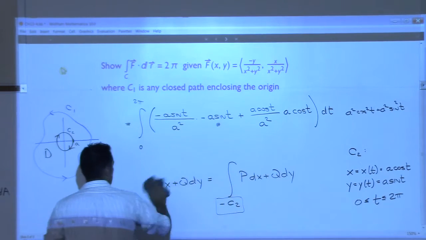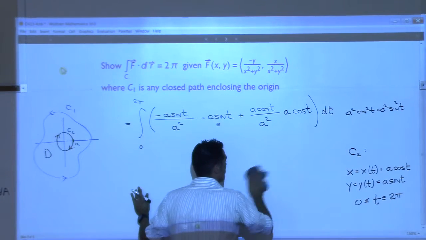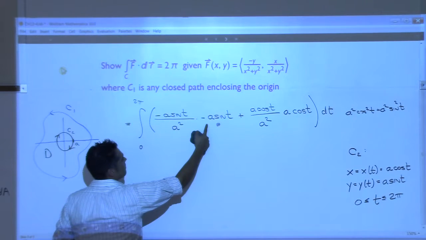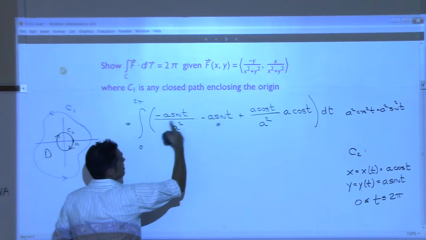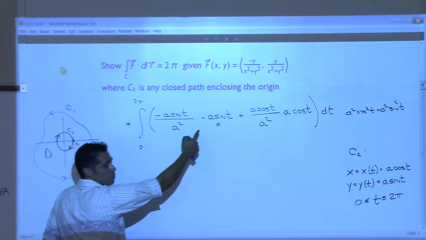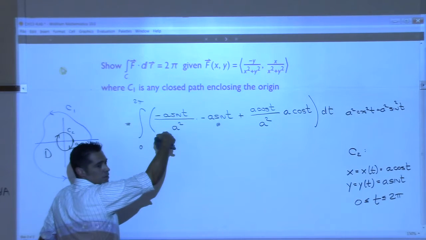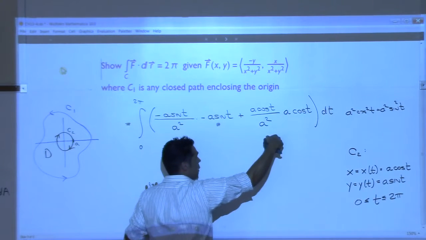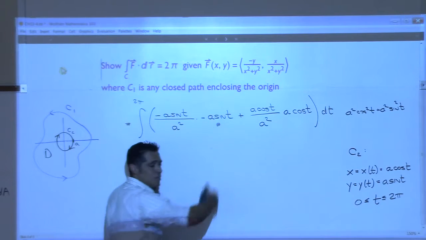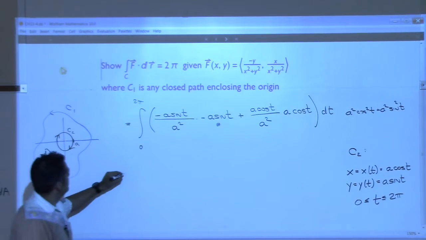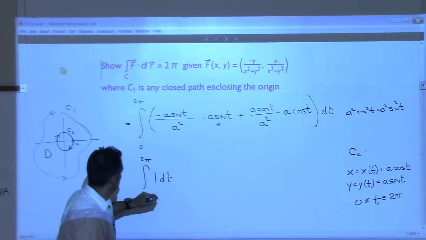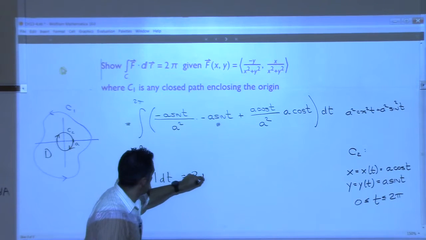And if we're lucky, this should all work out real nice. Let's see. Oh, negative times negative. That's going to be a squared on top, a squared sine squared. The a squareds cancel, so I get a sine squared t there. Same thing here, a times a squared over a squared, that cancels. You have cosine squared t, you're adding them. That's just 1. So this is just equal to the integral from 0 to 2 pi of 1 dt. And if you work that out, it's just 2 pi.